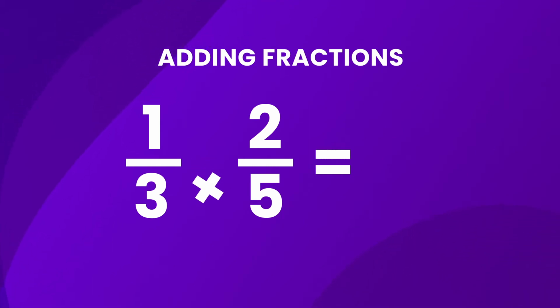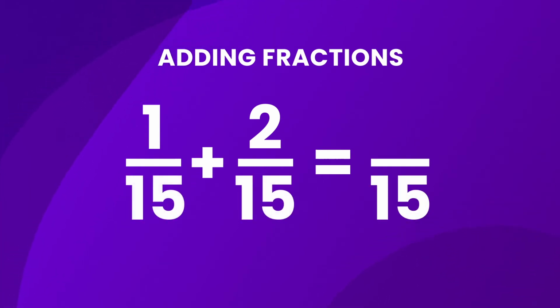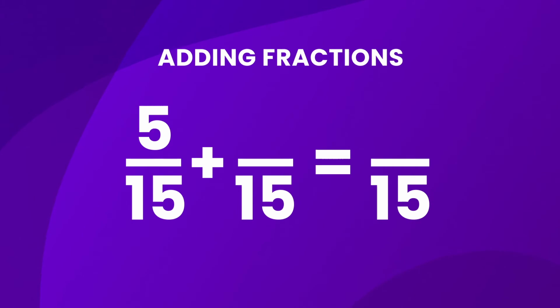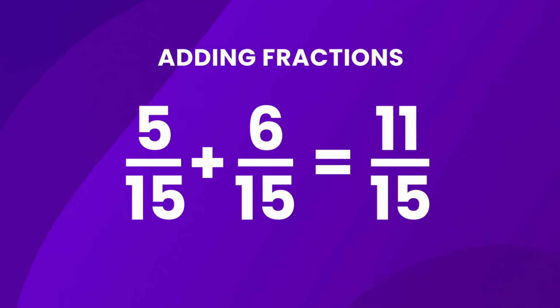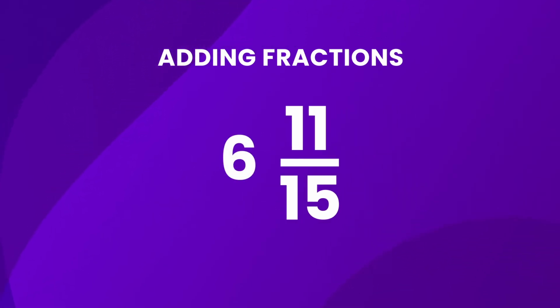Now, using our previous method, we change the denominators to 15, because 3 times 5 is 15, and this is the lowest common multiple of 3 and 5. When we do this, we get 1/3, which is 5 over 15, plus 2/5, which is 6 over 15, and this comes to 11 over 15. Then we just add the whole number and the fraction together in a mixed number for our answer. This is 6 and 11 over 15.